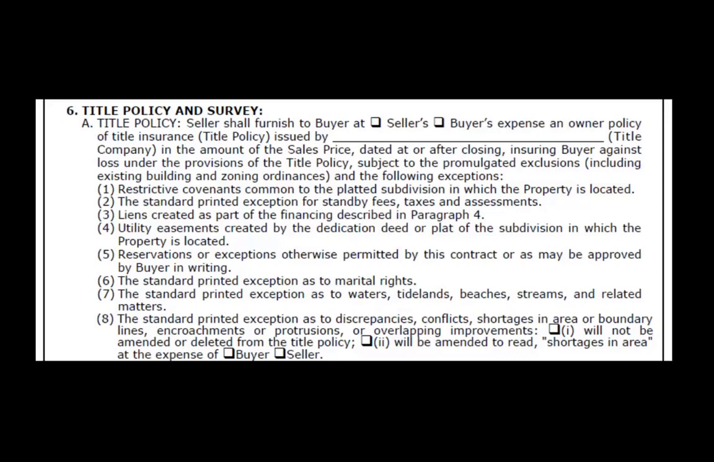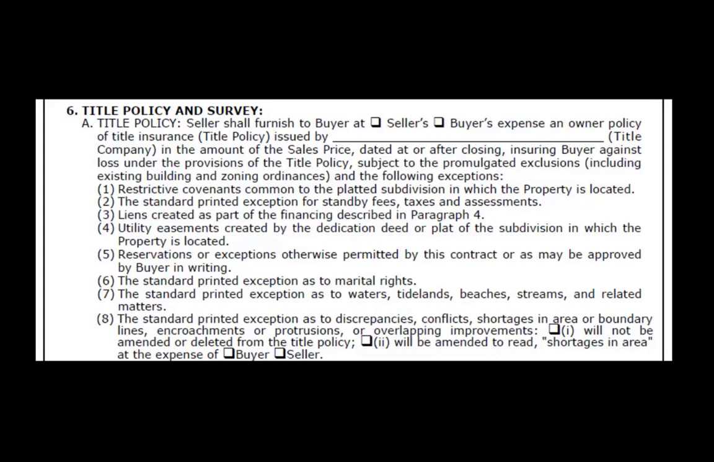And then here's this next blank. This is for you to put in who the title company actually is. You're probably going to use the same exact title company that you use in the Earnest Money blank. I haven't ever seen an exception to that. That company is issuing the title policy, and usually the seller is going to pay for it.